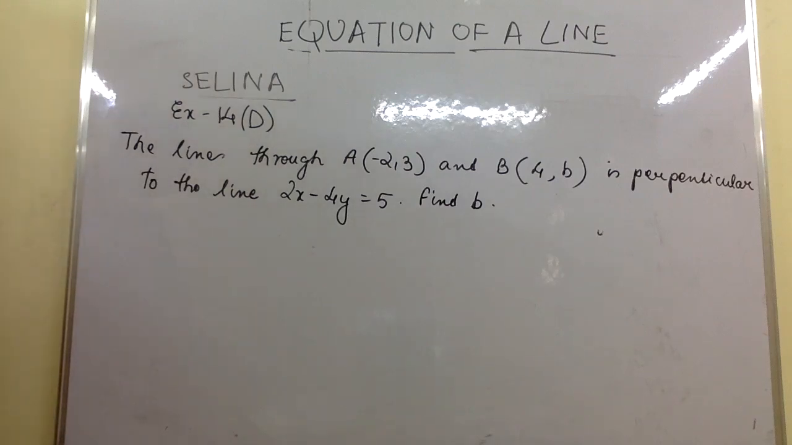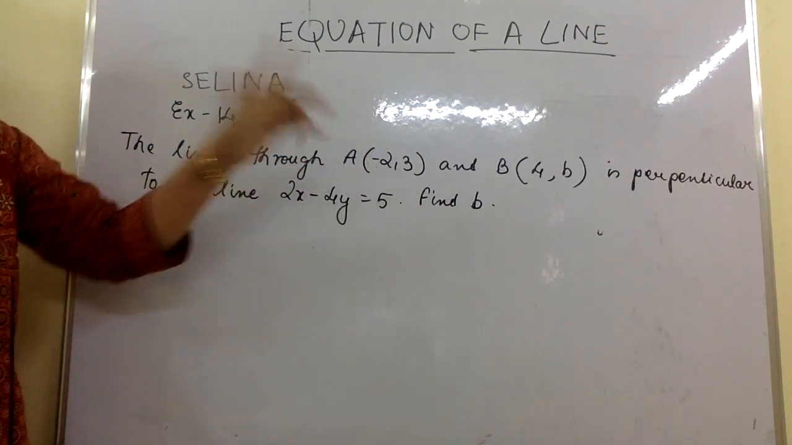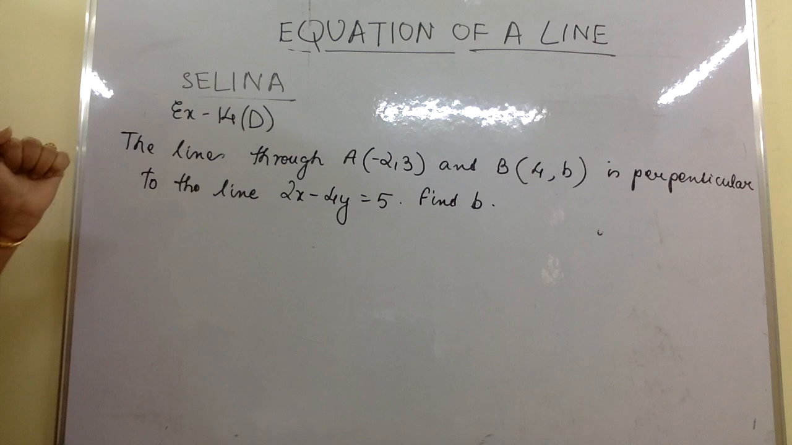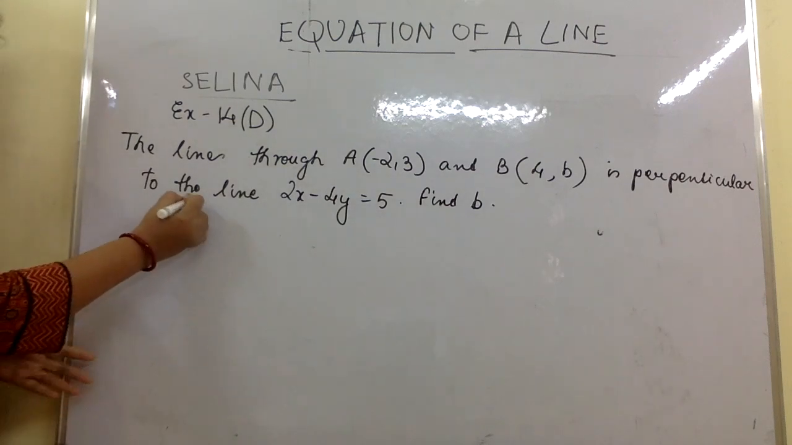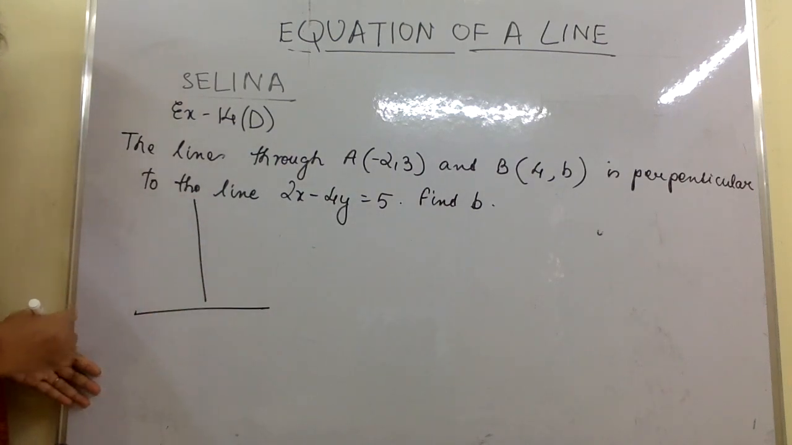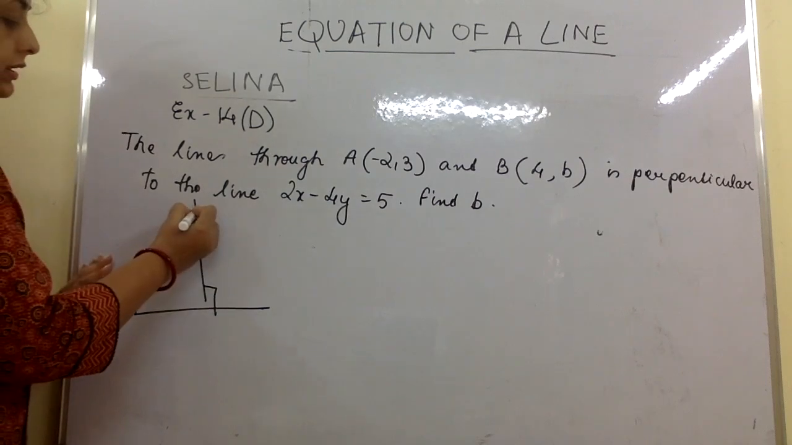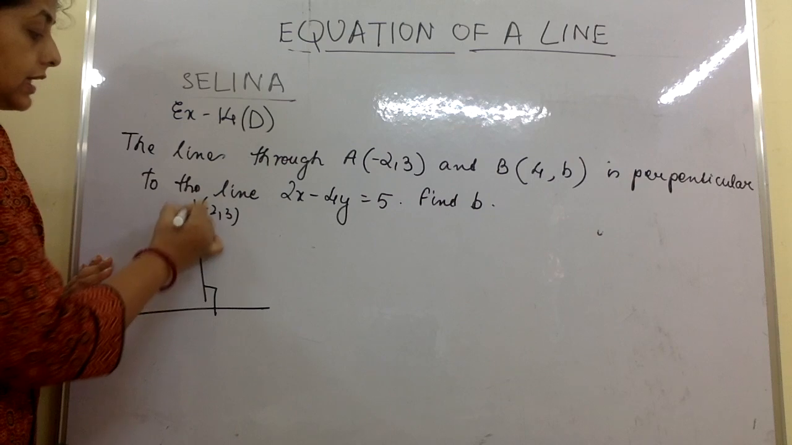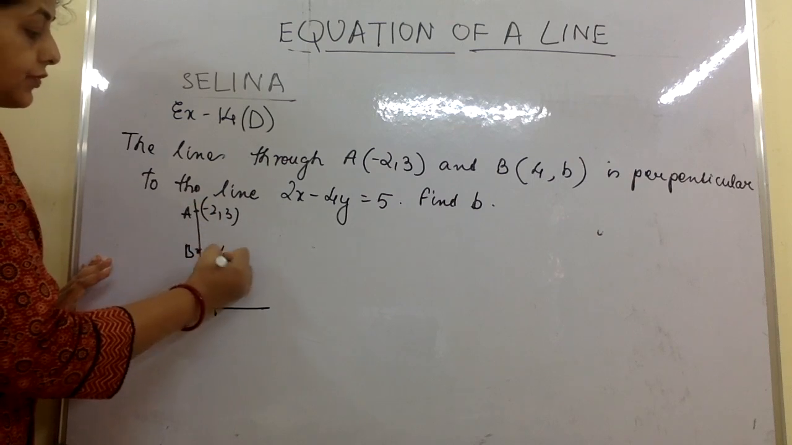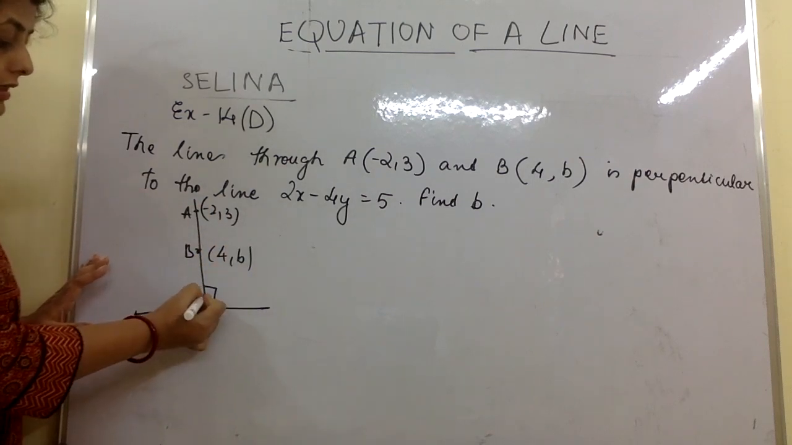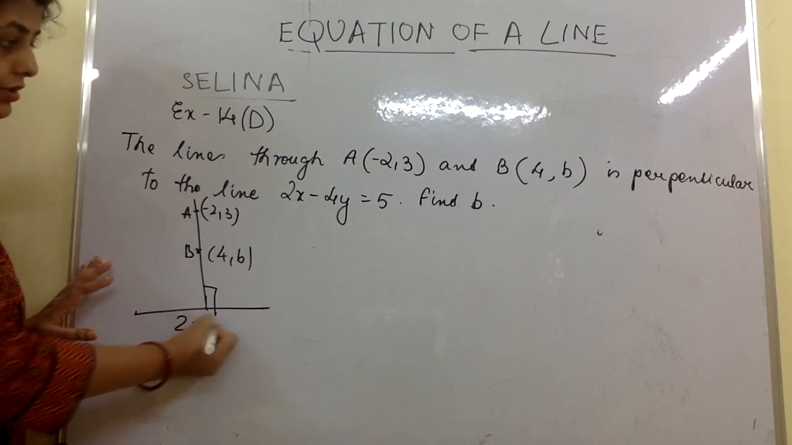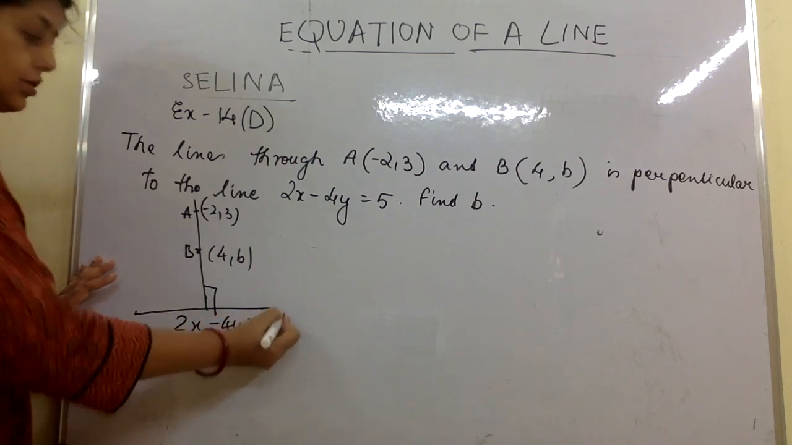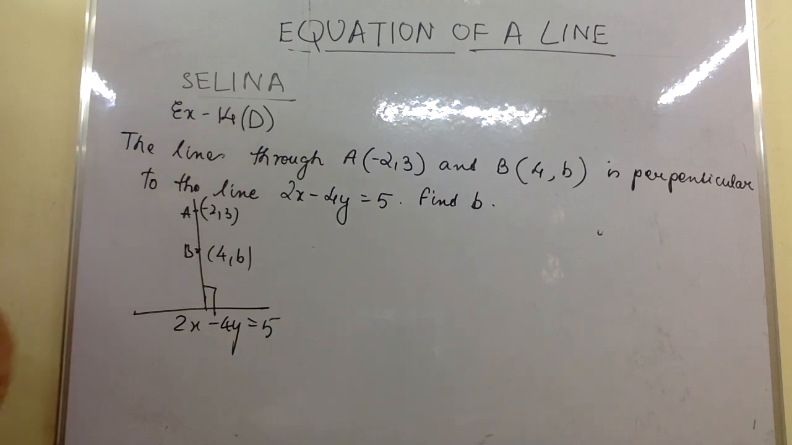Now this is another question. The line through this and that point is perpendicular to this line. Now if you can understand, this is the picture. This line passes through minus 2 comma 3, that is A, and B, which is 4 comma b. Okay, and it is perpendicular to this line, which is 2x. If you can understand this picture, you can do the sum. Okay, so now we'll come to this perpendicular part later.